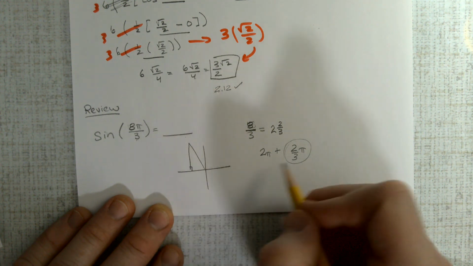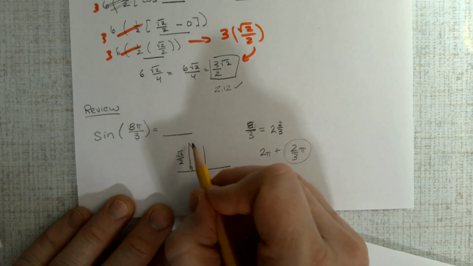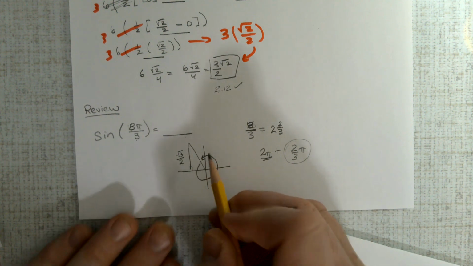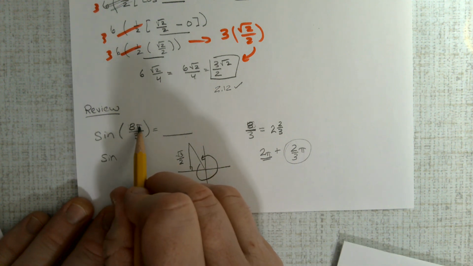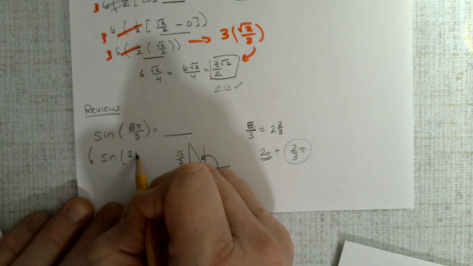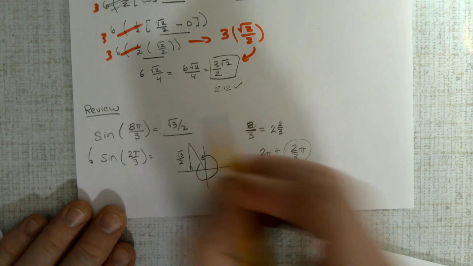And then if I find that sine value, so what is that sine value? That's root 3 over 2. And if I add on another 2 pi, that just swings it around there. So the sine of 8 pi over 3 is the same thing as the sine of 2 pi over 3. And that is root 3 over 2.